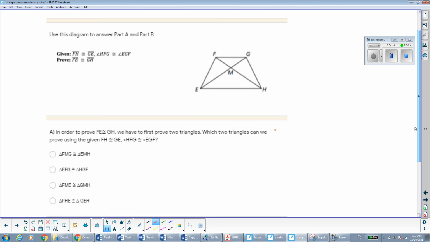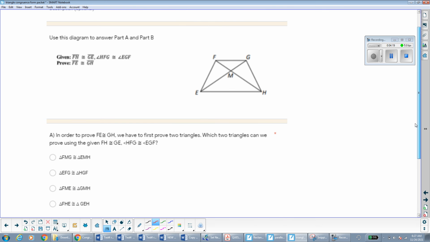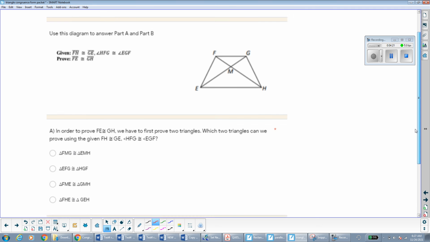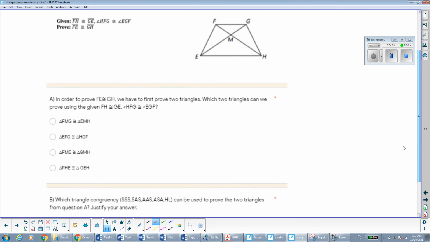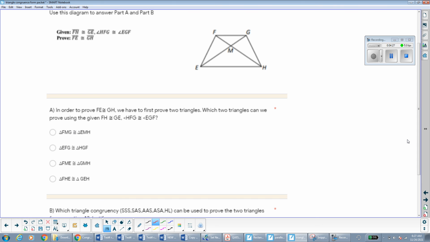In this question, we are given a diagram, we're given some given information and what we're trying to prove, and then we need to answer parts A and B. So our given information here is that FH is congruent to GE. So FH is right over here. GE is right over here. And we need to prove that FE is congruent to GH. So here's FE and here's GH.